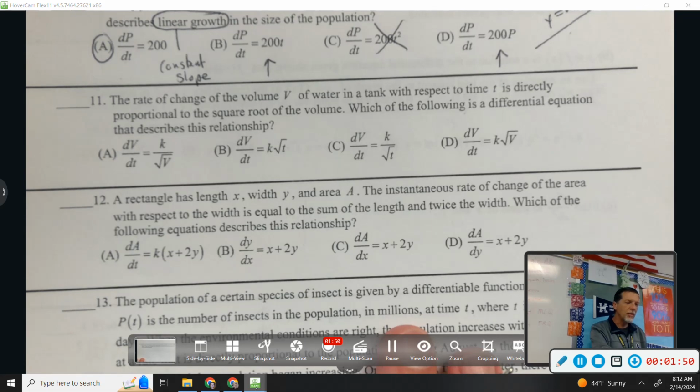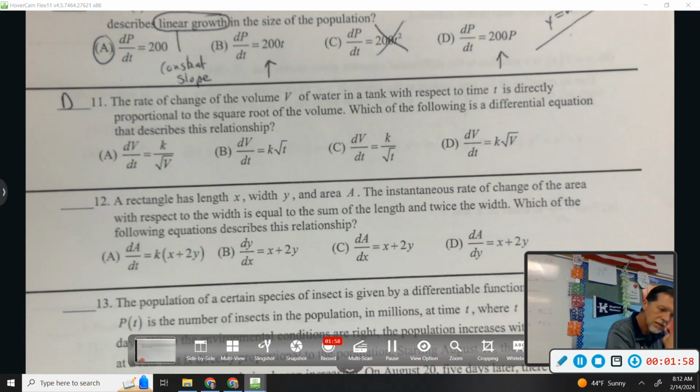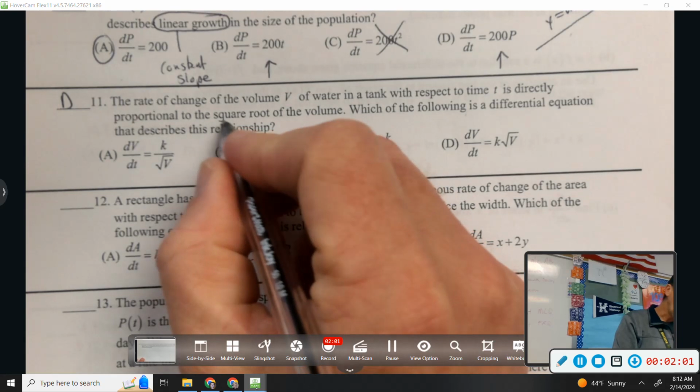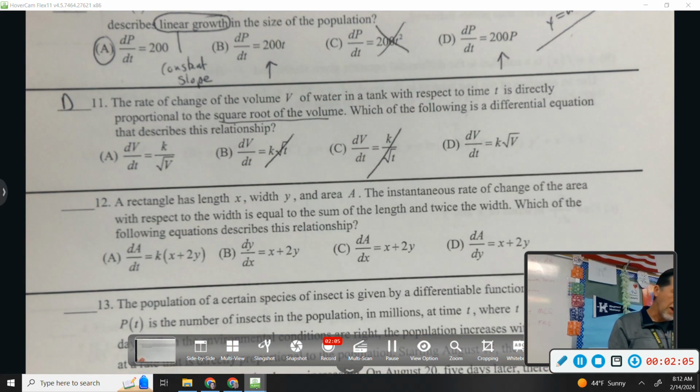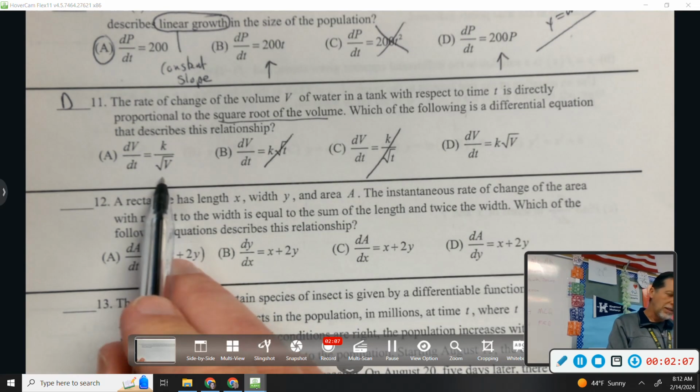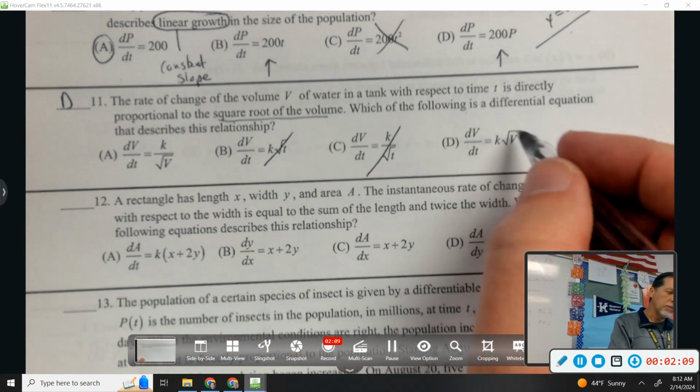Alright, I think 11 is a little more straightforward, so somebody tell me what you got for 11. D. Proportional to the square root of the volume. So throw out the ones with time. That would be 1 over the square root of the volume. So yeah, it's D.